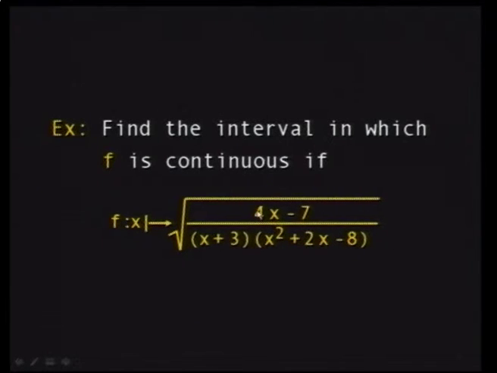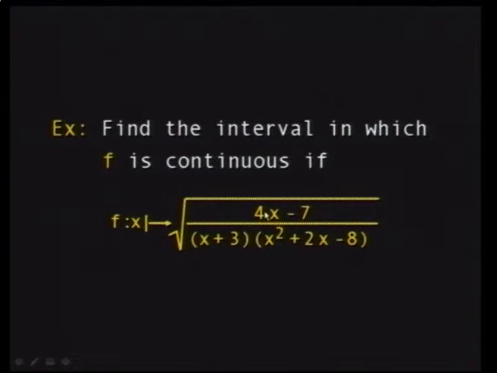Find the interval in which f is continuous. Now, this function here has a square root of another function inside, and you wish to study the continuity of this function. So what you do is first investigate the inside function, which is 4x minus 7 divided by x plus 3. Now it's easy here. Why? Because first of all you have a numerator and a denominator.